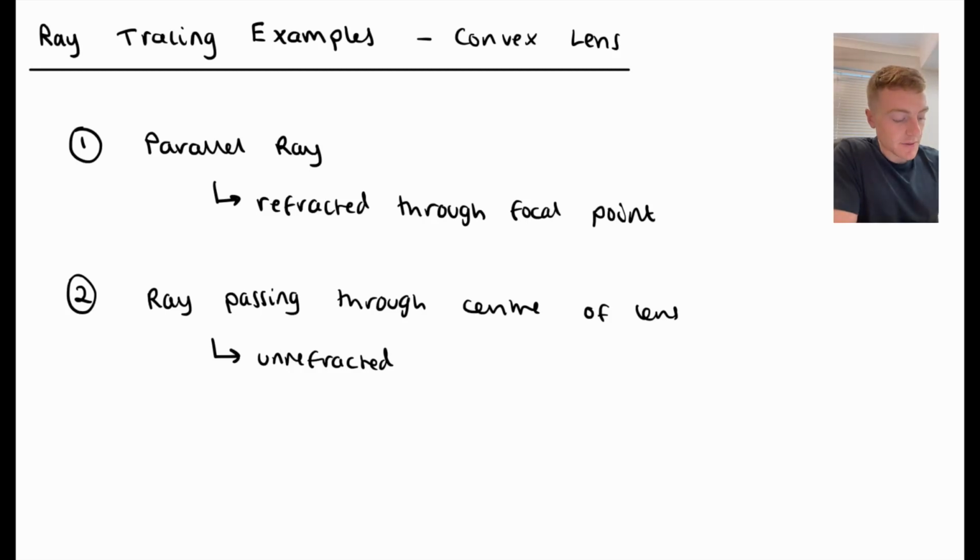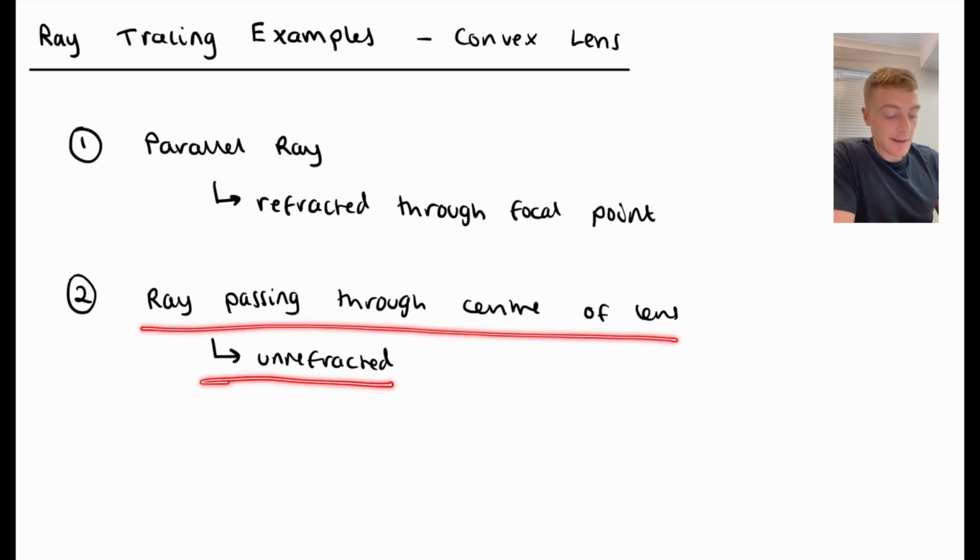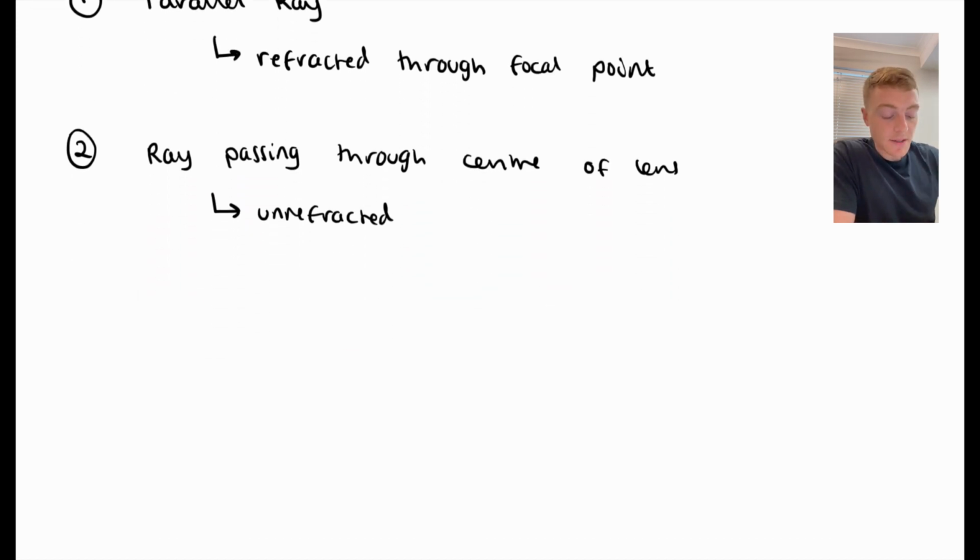Okay, so in my previous video, I showed you how to draw any ray diagram using two rays. We first needed to draw the parallel ray that gets refracted through the focal point. We then needed to draw a ray passing through the center of the lens that goes through completely unrefracted. Now, in this video, I'm going to try to cover all examples of possible scenarios they could throw at you when drawing ray diagrams in the exam.